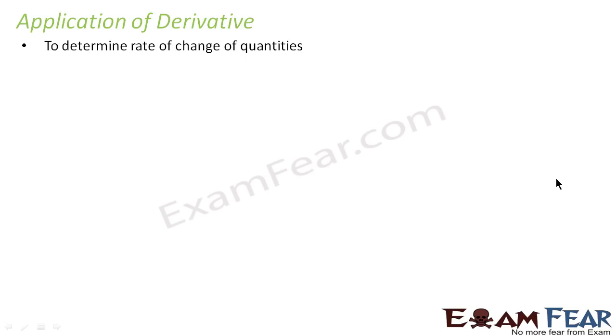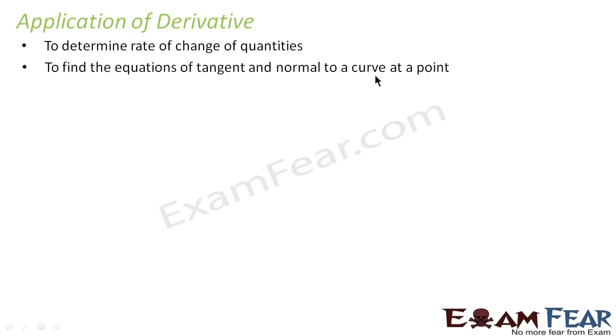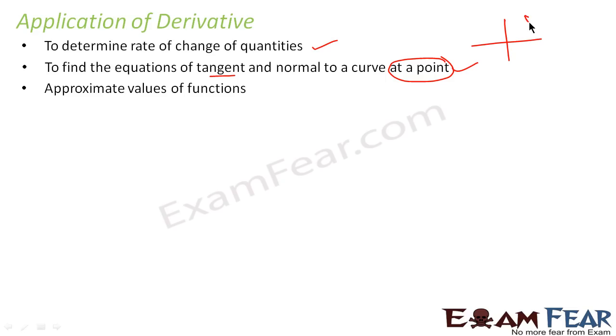To start with, application of derivative is used to determine the rate of change of quantities. It is also used to find the equation of tangent and normal to a curve at a particular point. Please note, tangent or normal to a curve at a point, because when I'm talking about tangent or normal, I'm talking about at a point. At this point this is my tangent, and for the same curve at this point, this is my tangent. So the tangent and normal vary from point to point. So this is a must.